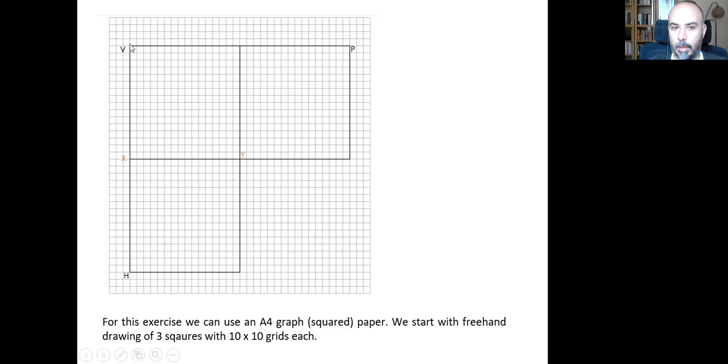And we are going to name it with capital V. And our last square, 10 by 10 grids. And we are going to name it with capital P. First, let's draw this on our A4 graph paper. And then we are going to do the exercise.